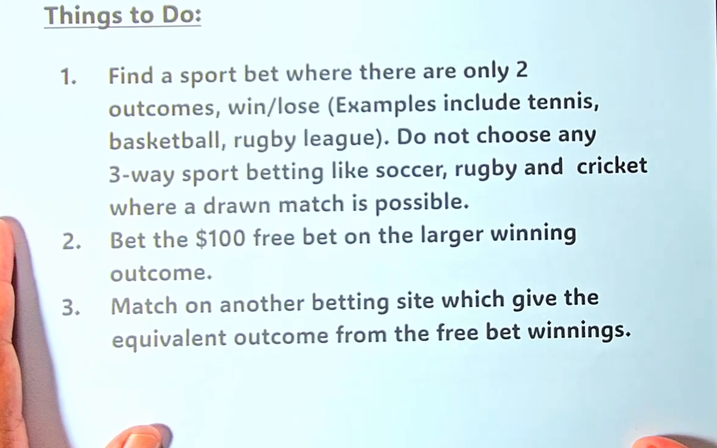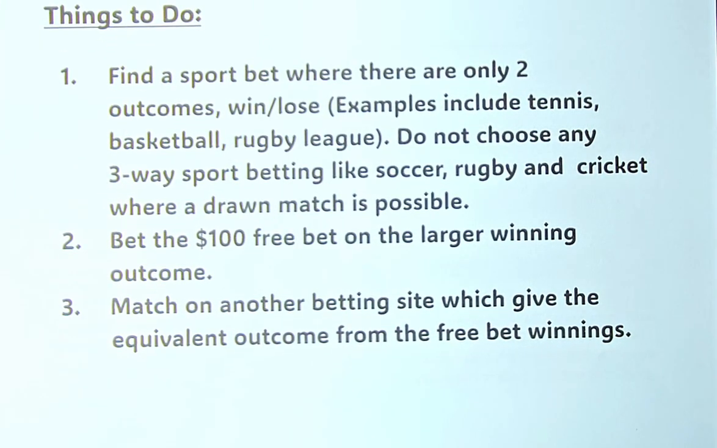Okay, next, we are going to look at the things to do. First, you must find a free sport bet where there are only two outcomes. You must have two betting sites. There must be a two-outcome sport bet, so for example, a win or lose. Things like tennis, basketball, and rugby league have no draw, so there's always a winner. You either win or you lose. Do not choose any three-way betting sports like soccer, rugby, or cricket, where a drawn match is possible. Just remember, you need to do a two-way betting system.